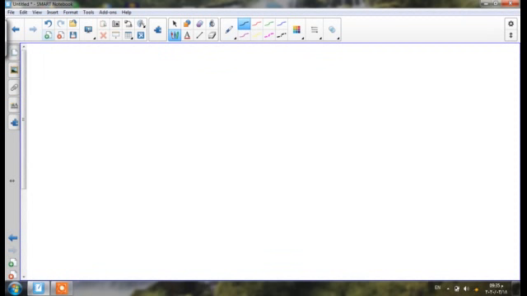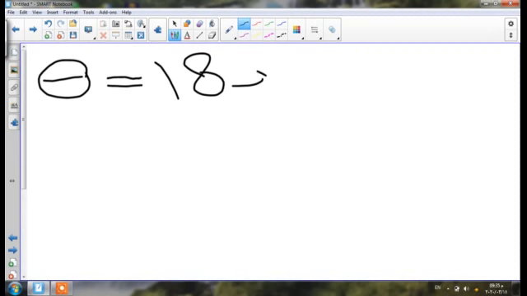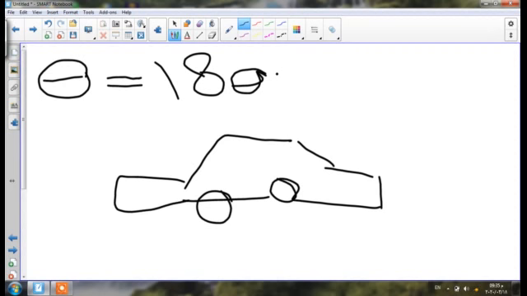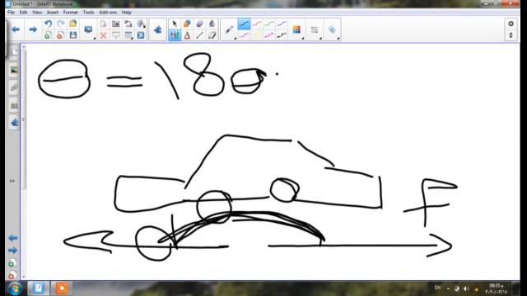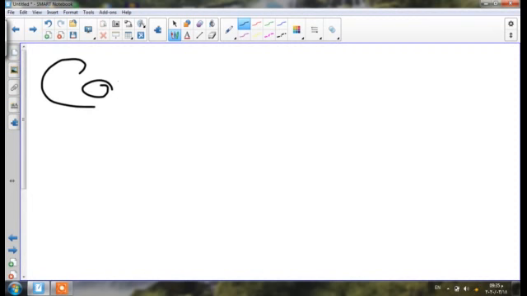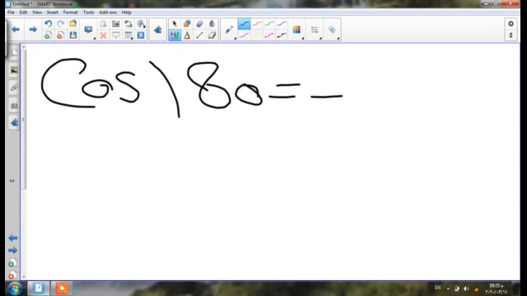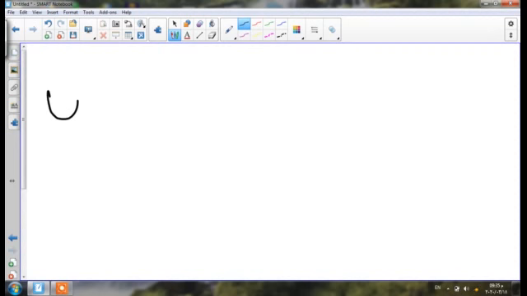Okay, the last one, if theta equals 180, like a car moving in this direction. This is the direction of displacement. There is a friction force in the opposite direction. This is the direction of the force. So the angle between the force and displacement is 180, and cosine 180 equals -1. So the work will equal negative Fd.